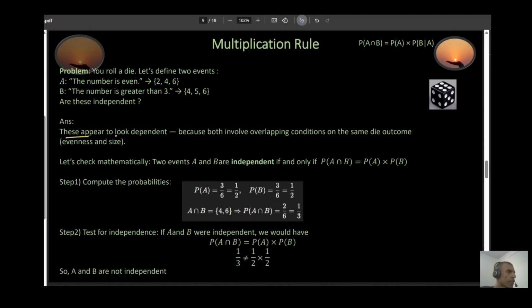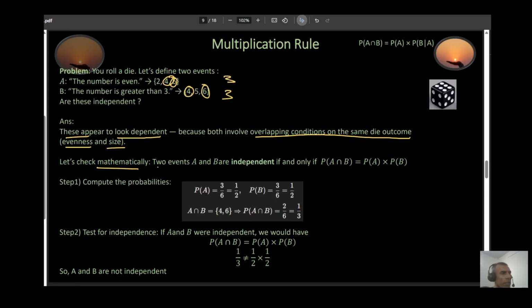Now, they appear to look dependent because both involve overlapping conditions on the same die outcomes. You can see that there's a 4 over here, there's a 4 over there, there's a 6 over here, there's a 6 over there. So it kind of seems like they are dependent. And also the size. Look at this. This size is 3 and this also has 3. So let's check mathematically if they are independent.